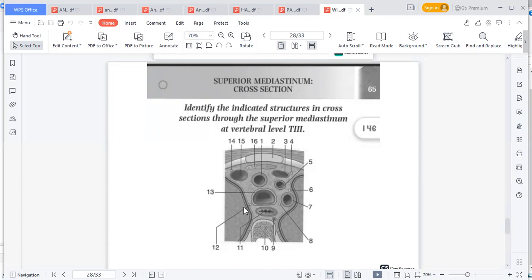What about 16? 16 is something that is very near to the manubrium of the sternum. Number 16 is the thymus. That's a gland. Number one is the brachiocephalic trunk. How do you know that it's the brachiocephalic trunk? The brachiocephalic trunk is the one that branches to give what? It divides into the right common carotid and right subclavian arteries.